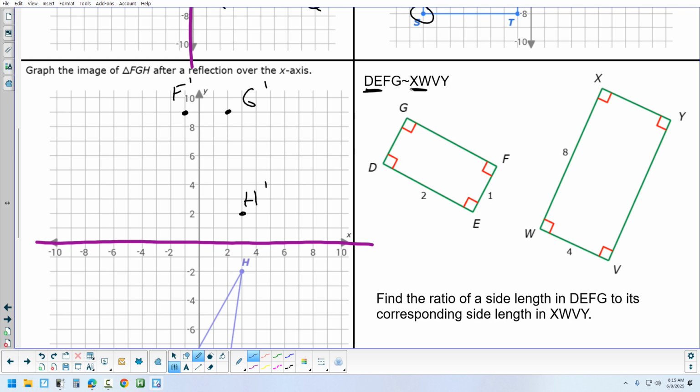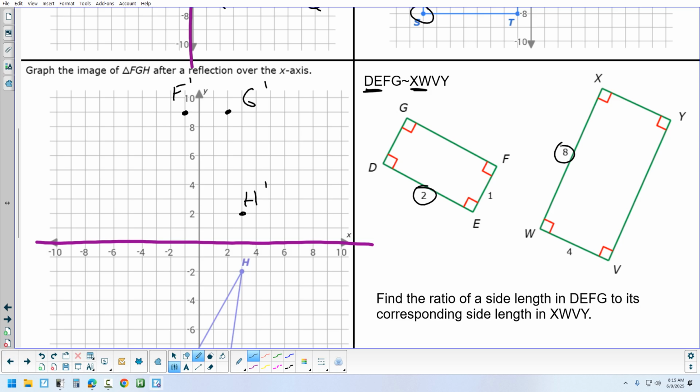Let's see if we know DE. How long is side DE? 2. Okay, so we know that side's 2. How long is side XW? 8. Yep, we know both of those. If we had picked a side that we didn't know, we would have had to pick 2 other letters that we do know. Okay? You could compare EF to WV. You could compare FG to VY, as long as you pick the same 2 letters in the same spots.